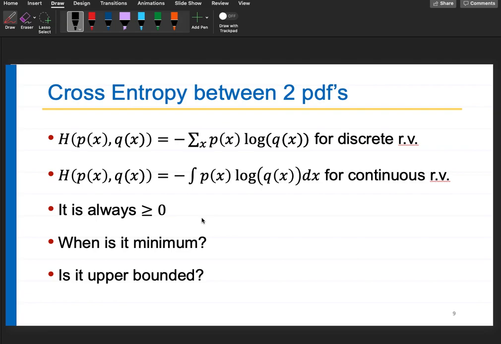Maximum for equiprobable or uniform distribution. Yes. Yes. But you have to prove that.